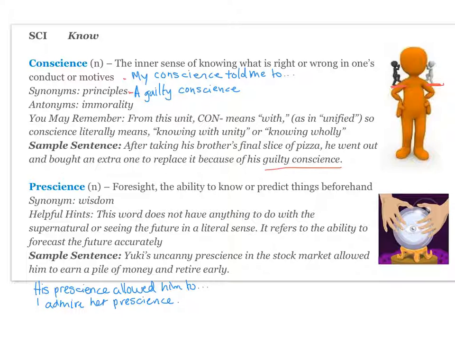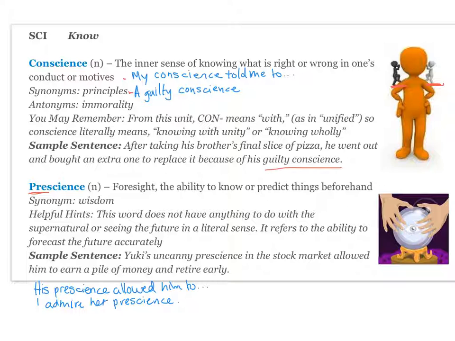Your next word is prescience. It's a noun, and it means foresight or the ability to know or predict things beforehand. So we've already had the root pre, which means before, so this is knowledge of things before they happen, or knowledge of the future. Your synonym is wisdom.